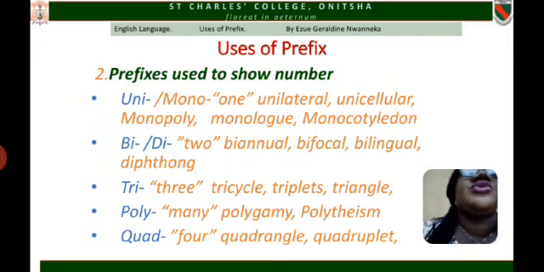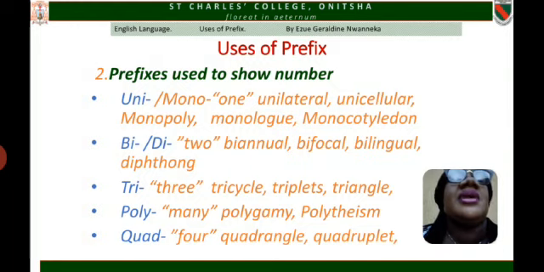Prefixes can also be used to show number. When we add a prefix to a root word, it shows us the number as regards the root word. And prefixes of numbers are uni or mono, which means one. For example, unilateral, unicellular, monopoly, monologue, monocotyledon. We also have bi. Bi means two, by or di.